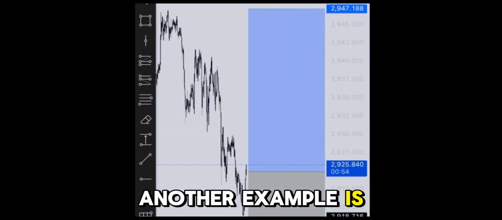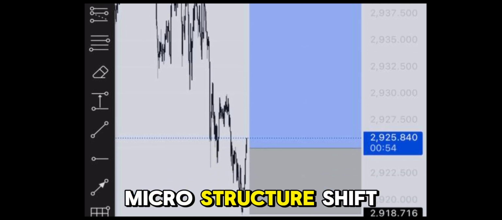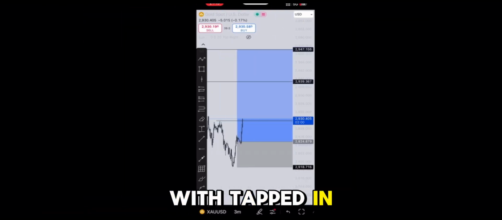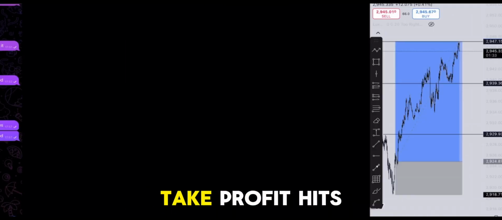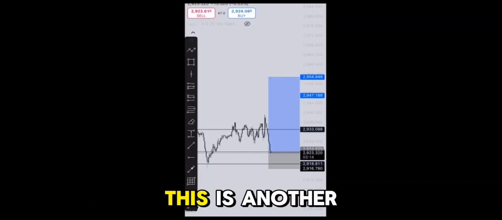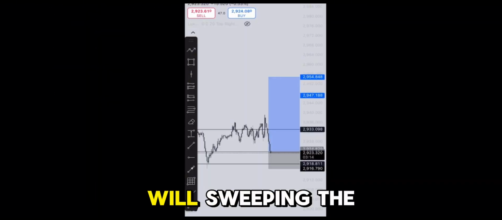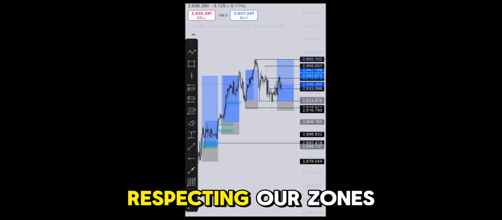Another example is this one. We're going lower, then we had this market structure shift right in this one. So now I send the signal, we tapped in, and there we go, take profit hits. This is another one right here. We're waiting for the market to trade into our zone. We're sweeping that liquidity and we're now getting our entry. So I just want you guys to see how the market is respecting our zones.